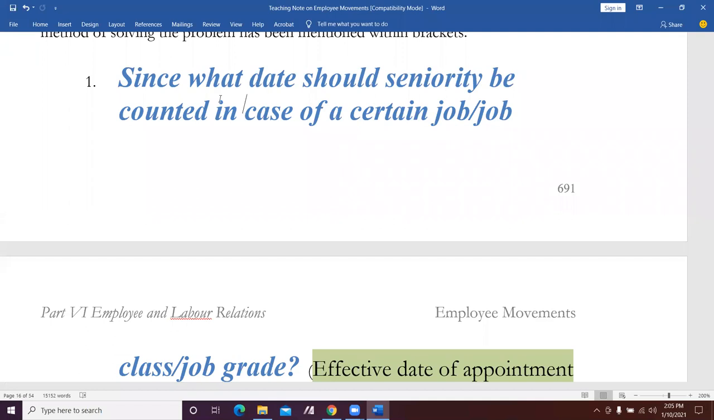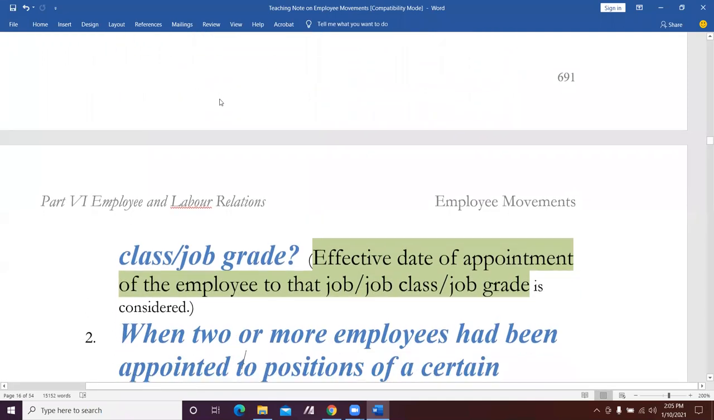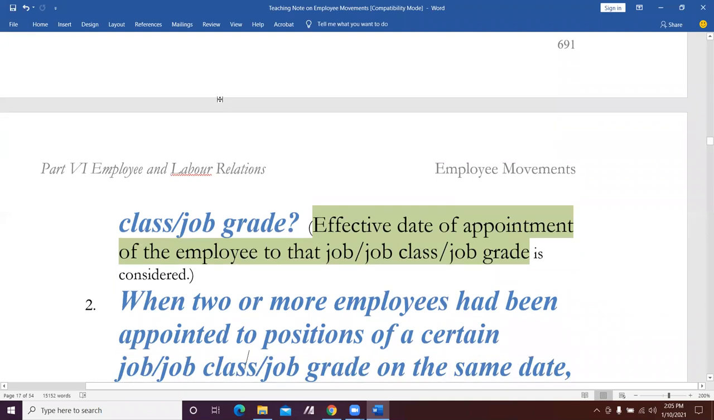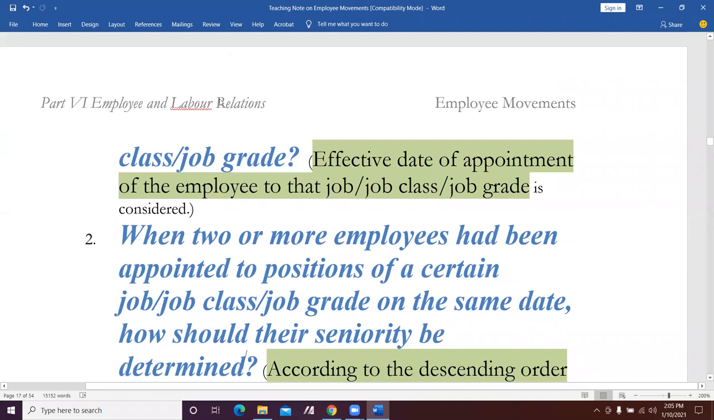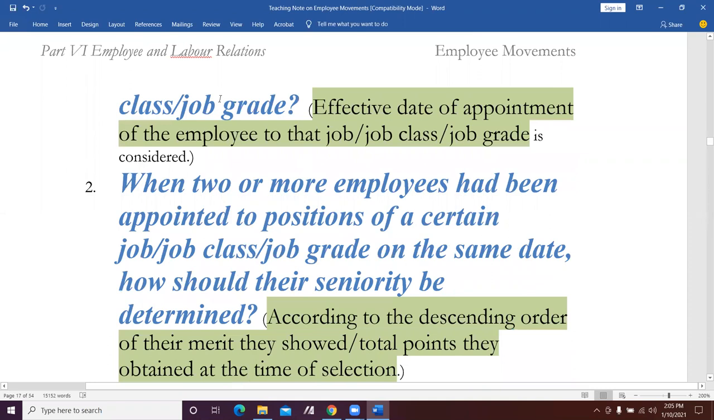Since what date should seniority be counted? Of course, usually the answer is this: the effective date of appointment to that job or job grade or job class, right? Go to the second one. When two or more employees have been appointed to positions of a certain job on the same day, how should their seniority be determined? Is it practical?